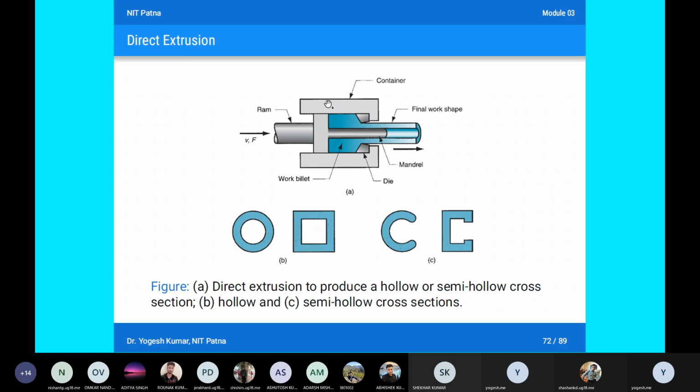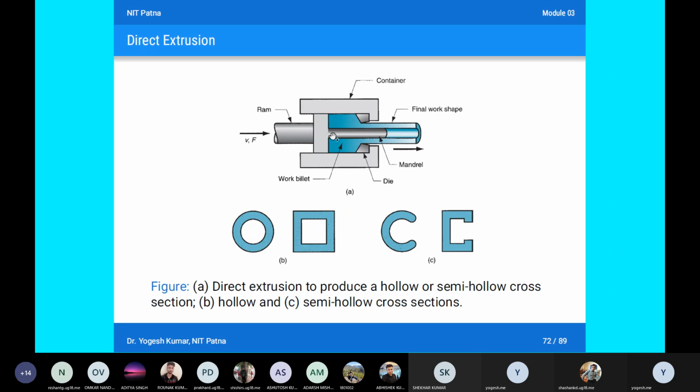Here you can see there is a direct extrusion arrangement. We have the die container, then we have the die, and this is your work blade in sky blue color, which is being extruded through some kind of arrangement. Here we are going to provide some final shape or some circular section to this extruded portion.